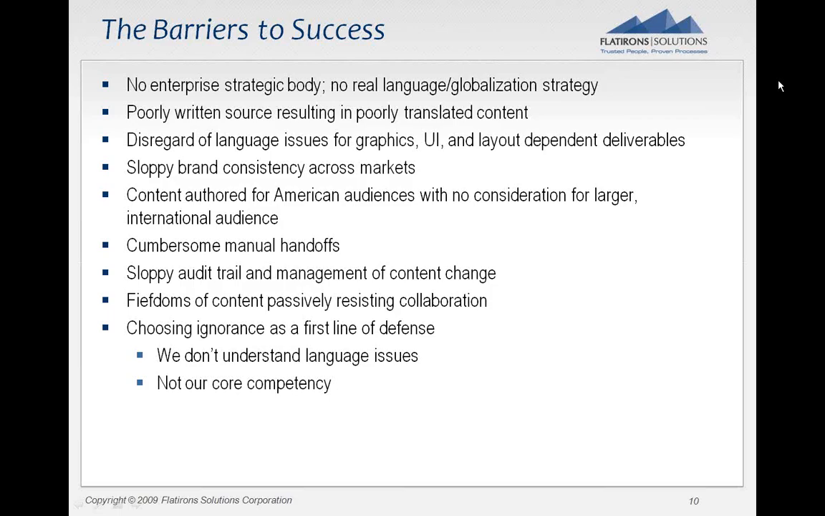There are cumbersome manual handoffs that often require making parallel versions of the content, but no way to really manage those versions other than folder management. So the workflow handoffs are very spreadsheet managed and not really system managed with rigorous audit control. So content change gets lost. There are fiefdoms of content passively resisting collaboration, so everybody gets attached to how they've done it and are not often willing to change. There's what they say and then what they do to resist being absorbed into a more cross-functional approach to authoring.